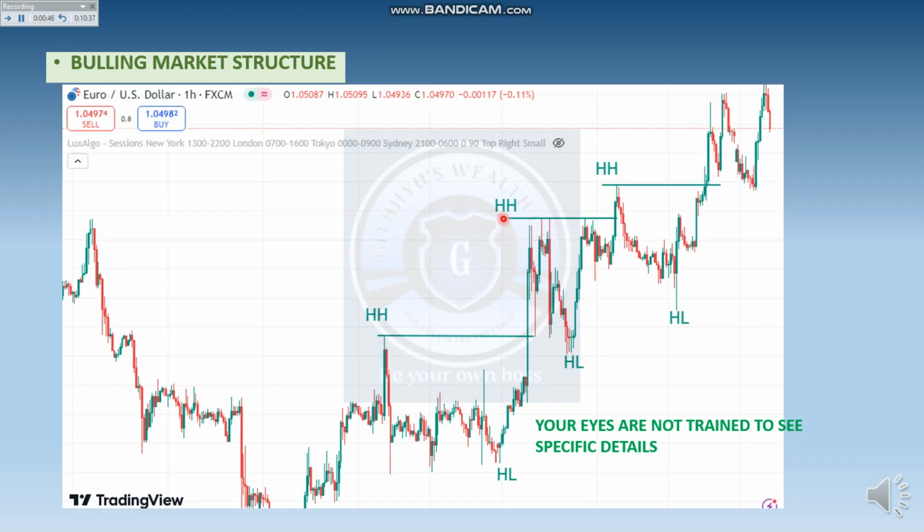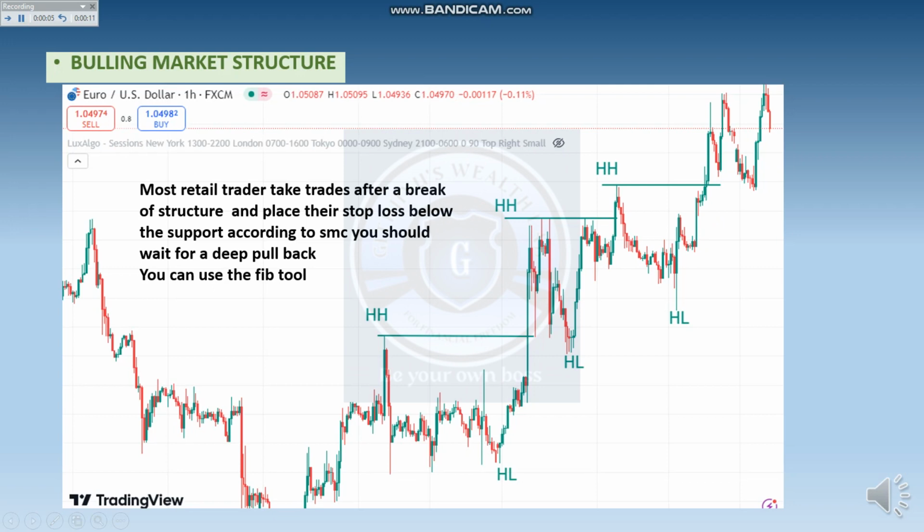So these are the points that we should be looking for: this high and this low. Anything that is traded inside this structure is for the minor structures, and these are the ones that give us confirmation of how the market is going. So your eyes are not trained to see specific details, but you have to train yourself to see them, because those small details that we tend to forget are the ones that will cost us most of the time if we don't look at the details.